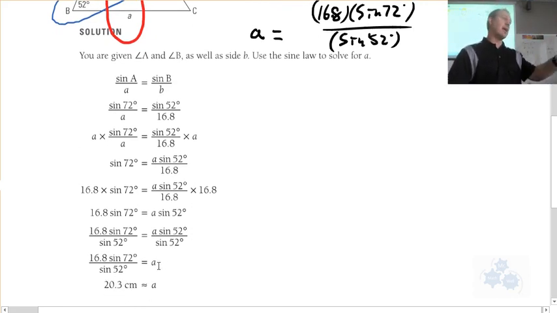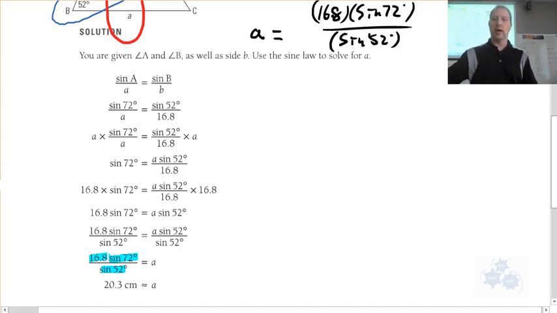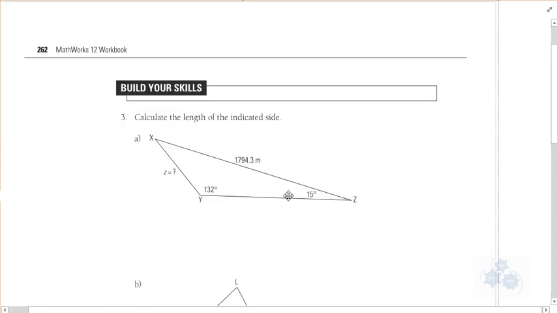Okay, so try that again. I tell you what, this is a good way to not mess up. Do 16.8 times sine of 72 and then hit equals. Just do that first, and then go divide it. Take that little answer, divide that now by sine 52 equals. Do the top equals and then divide it by whatever's on the bottom equals. Should help. I'm still getting 20.3. Right, we seem to be on the same page with that example now.